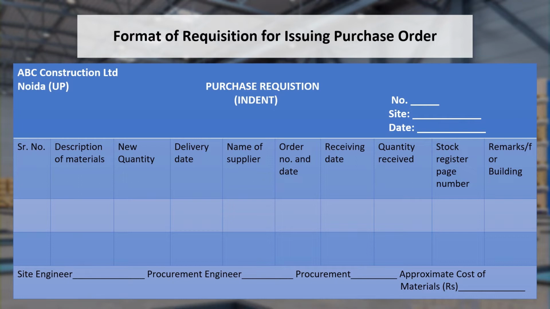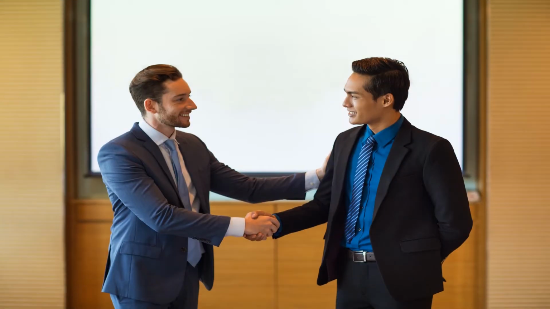And you can see there is a serial number, description of materials, how much quantity is needed, the new quantity, the required delivery schedule, the name of the suppliers, order number and date, receiving date, quantity received, stock registered, page number, and remarks. All these are done. It is signed by the site engineers who made the requisitions and the procurement engineers who are actually going to procure the materials, and how much the materials will cost in procurement is also recorded.